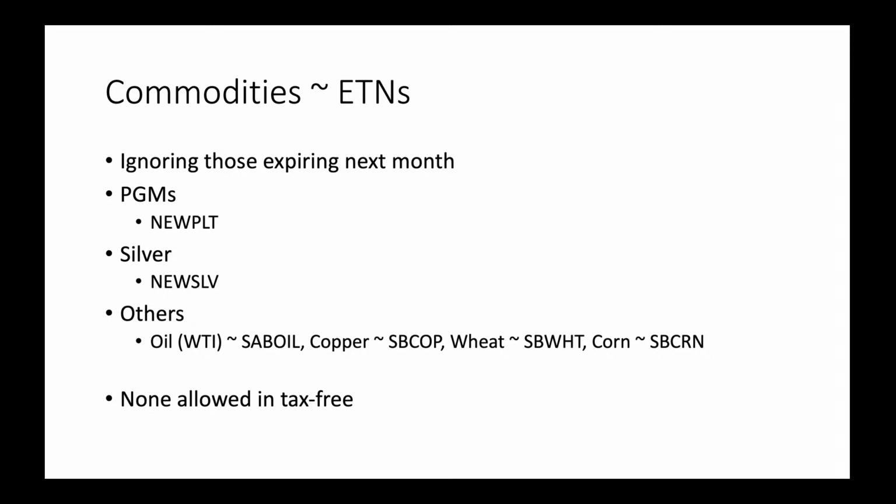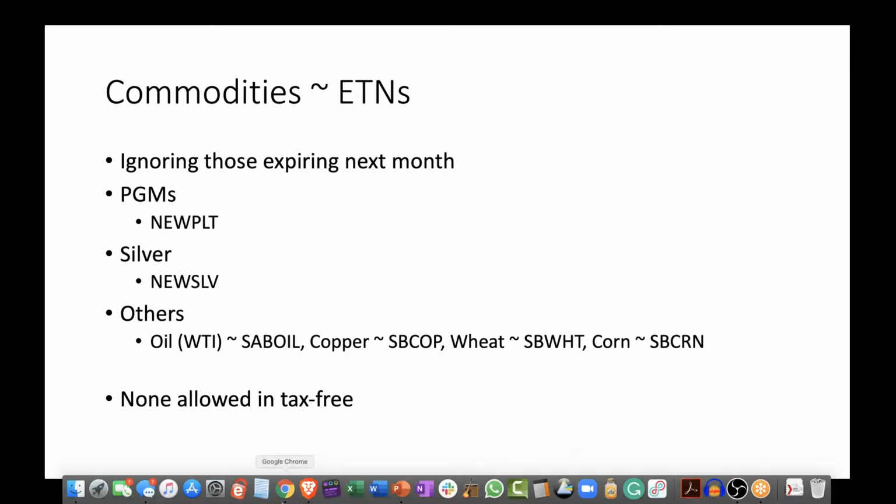And then there's a couple of exotics from Standard Bank, exotic ETNs. We've got oil, which tracks West Texas Intermediate. There's a copper, which tracks copper, of course. There's wheat, and then there's corn. And these are also expiring, but Standard Bank will roll them. What I mean by rolling them is that at expiry, they will issue new ones. Again, ETNs on single commodities can't go into a tax-free account.